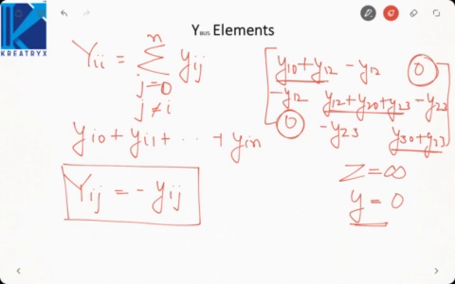So that is how we can directly determine the diagonal and the off diagonal elements of the bus admittance matrix. So remember, diagonal elements are the sum of all the admittances connected at that particular bus, and off diagonal elements are the negative of the admittance connected between the two buses.